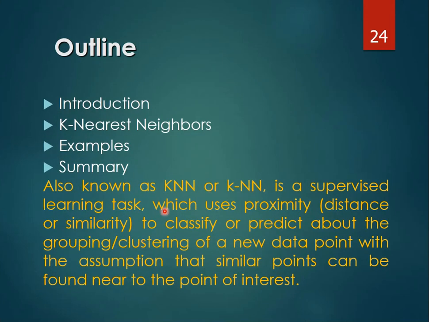In summary, k nearest neighbors is also known as kNN or k-NN. It is a supervised learning task which uses proximity, whether in terms of distance or similarity, to classify or predict the grouping of a new data point, with the assumption that similar points can be found near the point of interest. So if you have more points pointing to a class label, then the new point would also point to that class label.